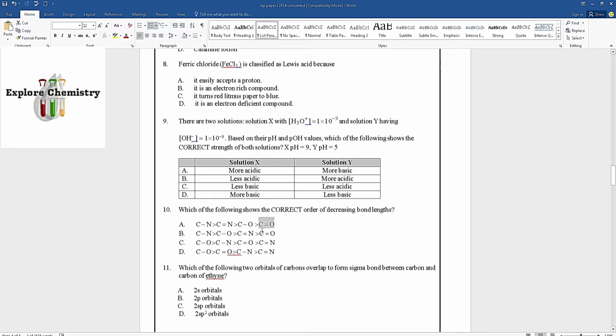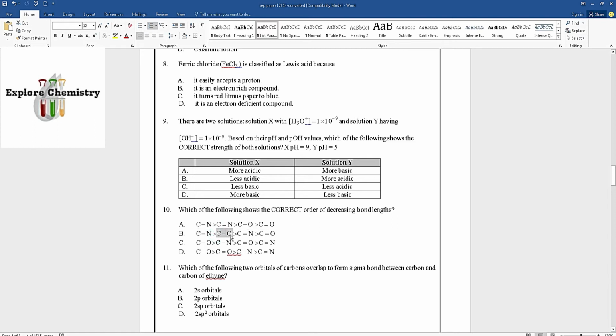So this is wrong. Double bonds will have less bond length. So this can be correct. Here single bond lengths are greater than double bond lengths. Either B or C will be correct. In B, carbon-nitrogen bond length is greater than carbon-oxygen. In case of carbon-nitrogen, the electronegativity difference is less because carbon is from group 4A, nitrogen is from 5A.